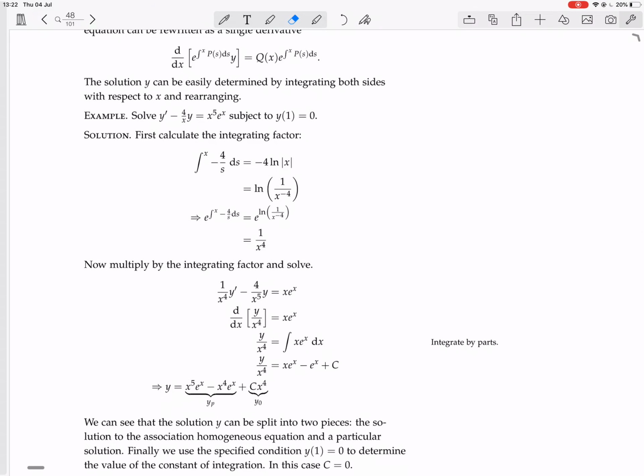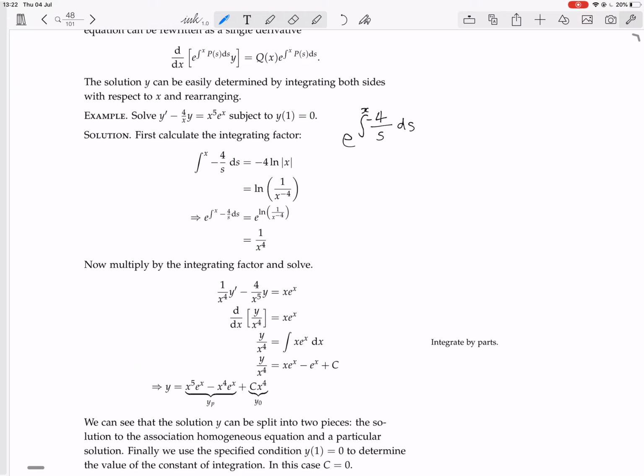Okay? So first of all, we calculate the integrating factor. So remember, the integrating factor will be what? It'll be e to the integral of, now what's the p? The p is minus 4 over x, so we change the x to an s, minus 4 over s, ds, and integral until x.